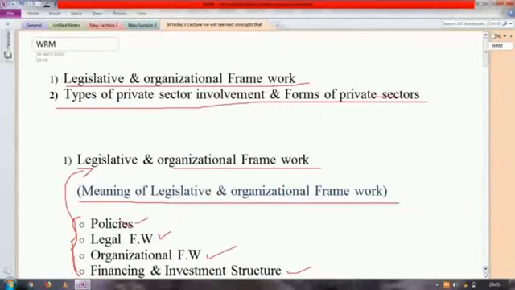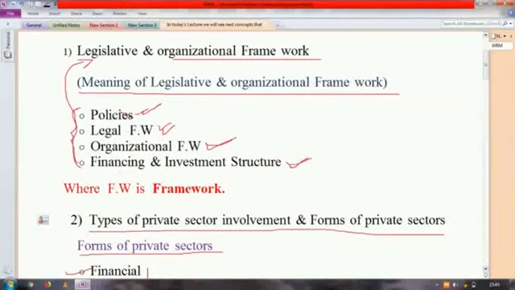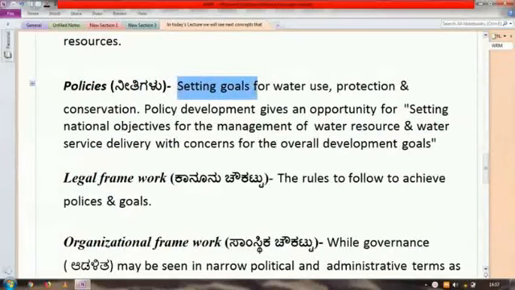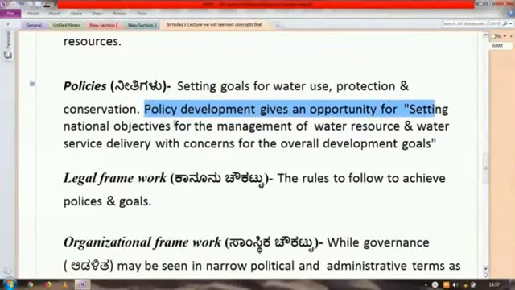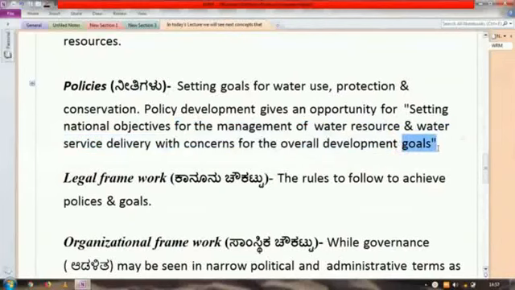These rules can be defined by the four terms that are policies, legal framework, organizational framework, and financing and investment structures. Right? Then we will go through the policies, setting out goals for water use, protection, and conservation. Policy development gives an opportunity for setting national objectives for the management of water resources and water service delivery with concern for overall development goals.